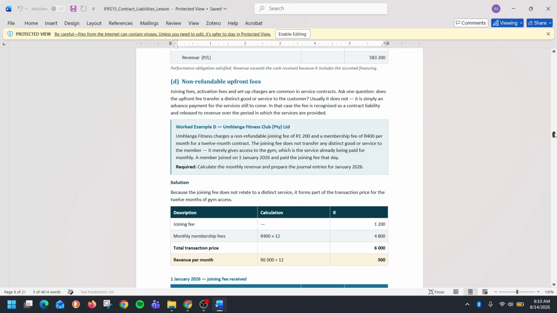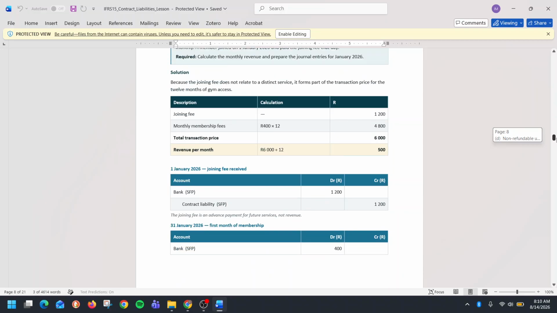So your joining fee is 1,200 rand. Your monthly membership fee is 400 multiplied by 12 months. But your total transaction price at the end of the day will be 6,000. So each and every month as we move on, we will be recognizing a revenue of 500 rand, because remember it just forms part of your transaction price. So you cannot ignore it.